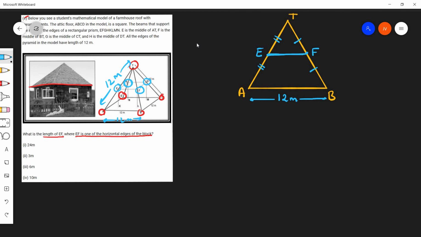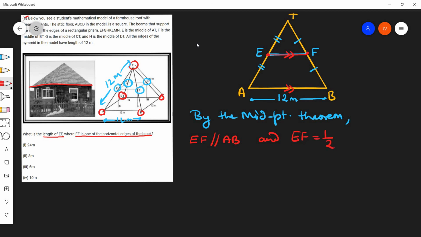So how to find EF? Here, by the midpoint theorem, EF is the line joining the midpoints of two sides of the triangle. The line joining the midpoints of two sides of a triangle is parallel to the third side and is half of the third side. So by the midpoint theorem, since E and F are midpoints, we can write EF is parallel to AB and EF is half of AB. But in the question, AB is 12 meters. So this will guide us to find the length of EF. EF is half of 12, that is 6 meters. And which option is this? This is the third option of the question.